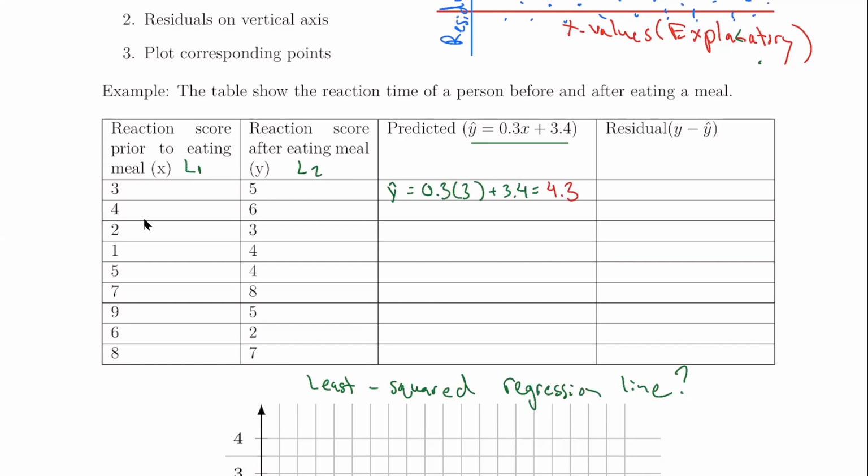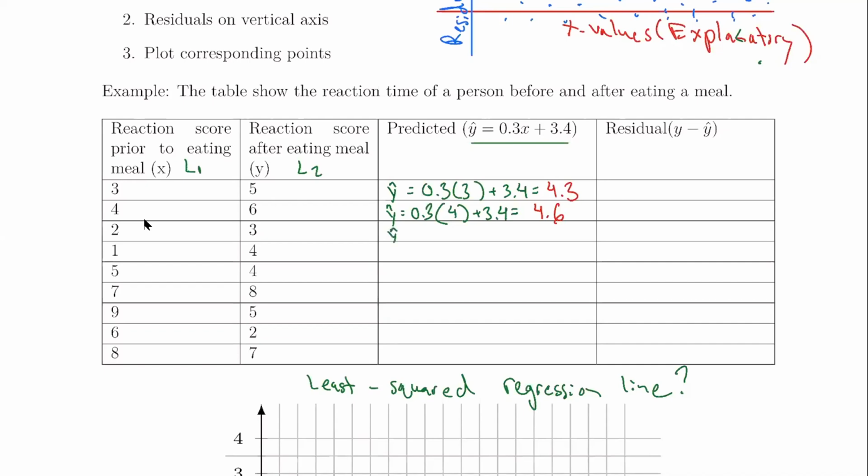All right, let's do the second row. For the second row, we're going to say y hat is equal to 0.3. In this case, what should I let my x equal now? Perfect, 4. So we do 0.3 times 4 plus 3.4. If I do that algebra, what would I get? Cool, 4.6, perfecto. All right, so let's go ahead and do the next one.